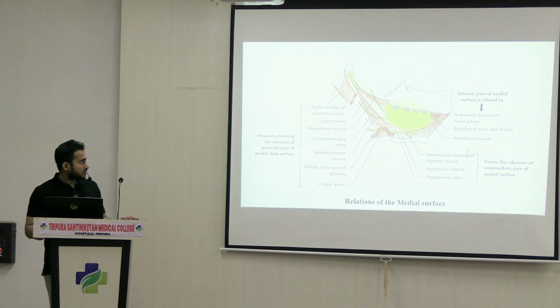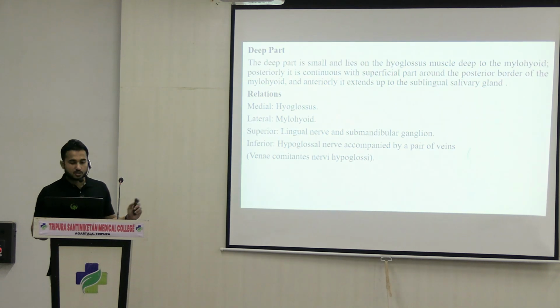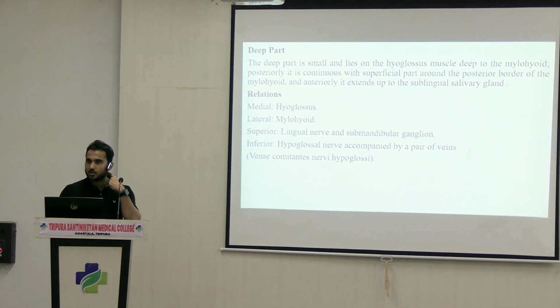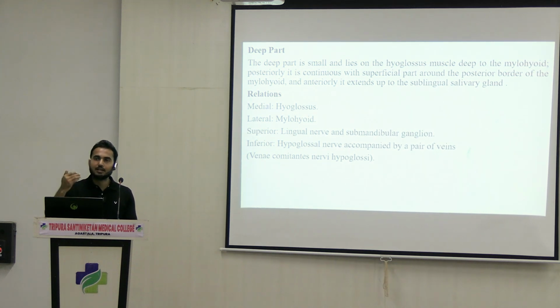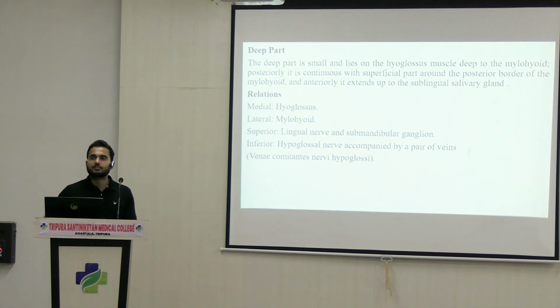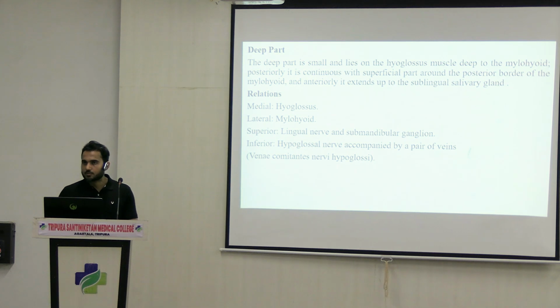Next, the deep part is also there. The deep part is very small and it is situated on the hyoglossus muscle, deep to the mylohyoid muscle. You have to understand that. In the submandibular region, I have shown you the layers. In different layers, different structures are present. In the dissection also, I have shown you almost each and everything.